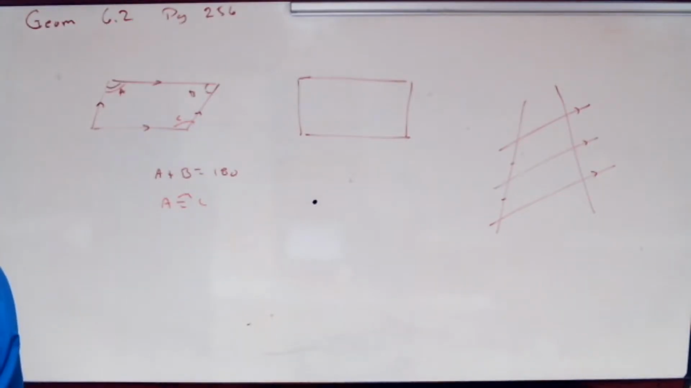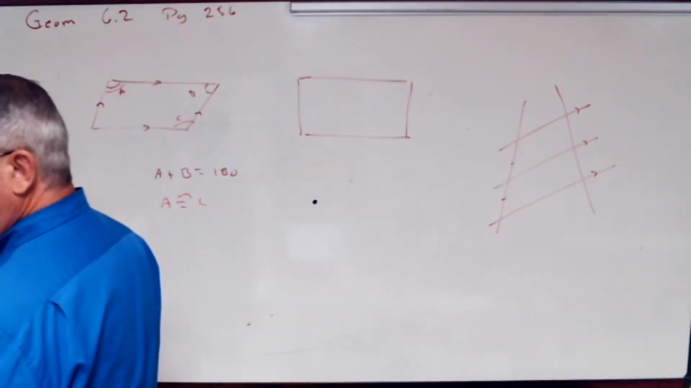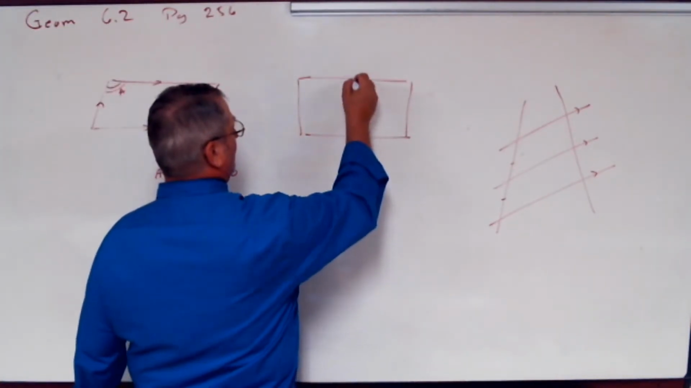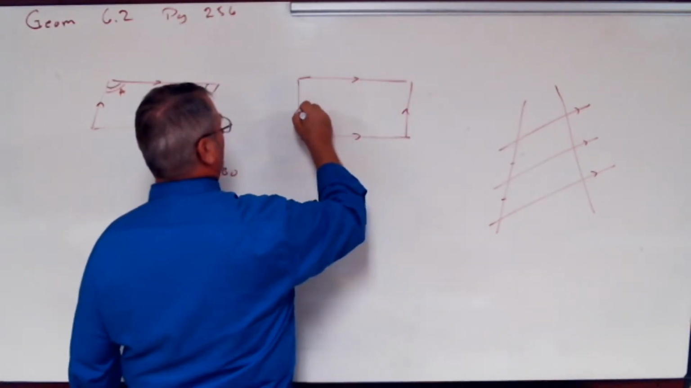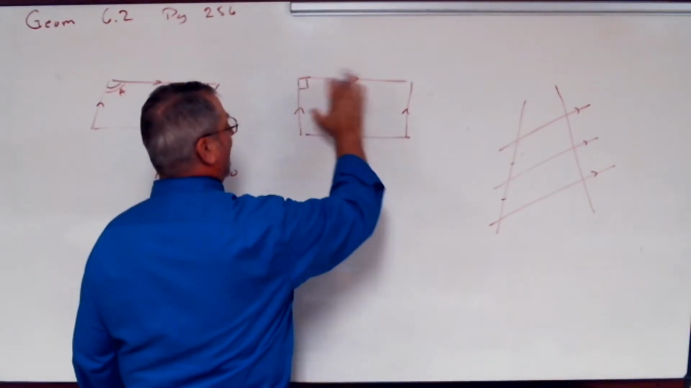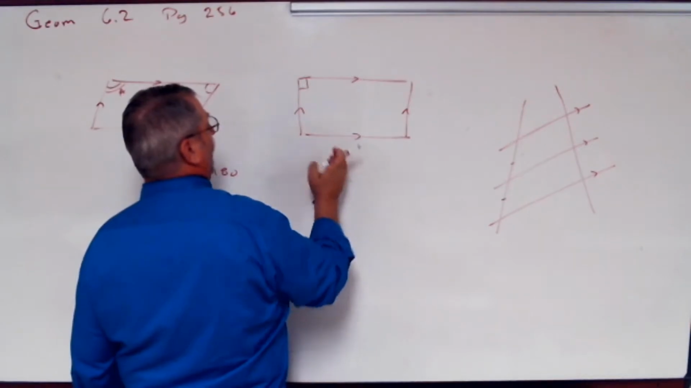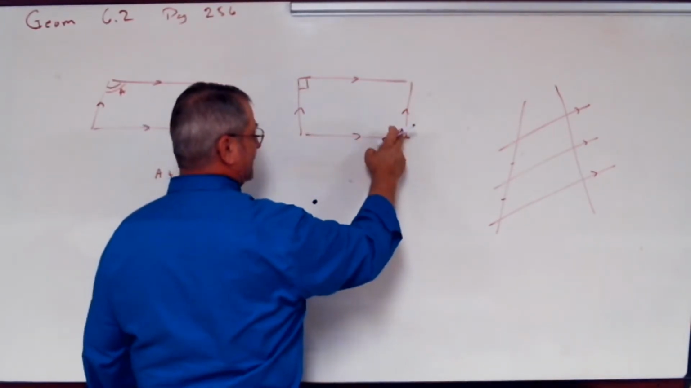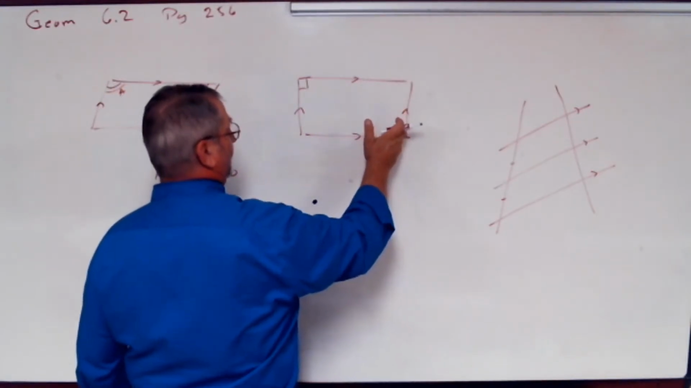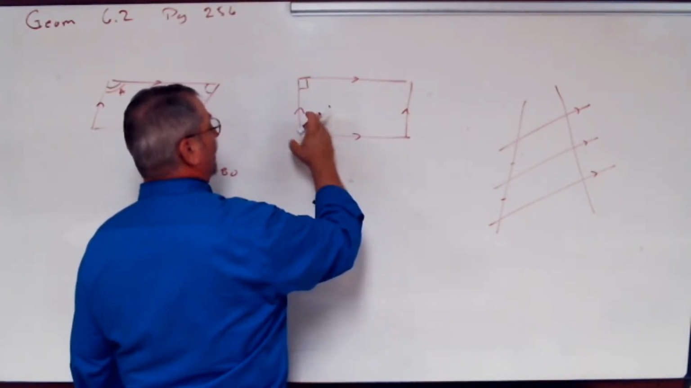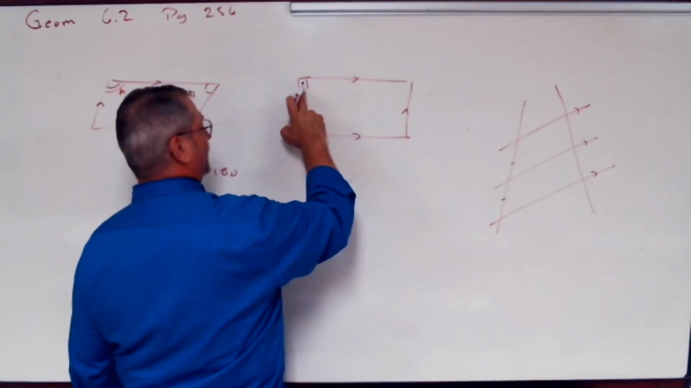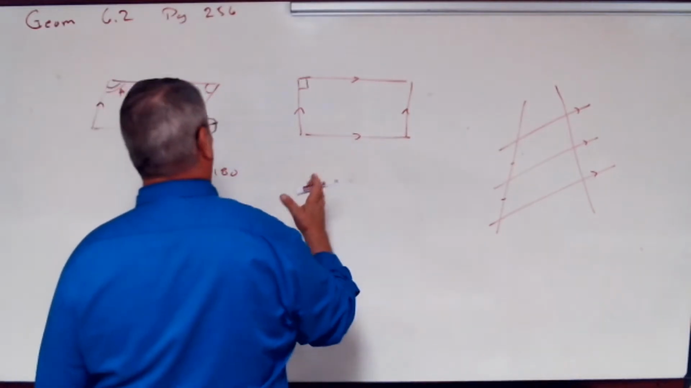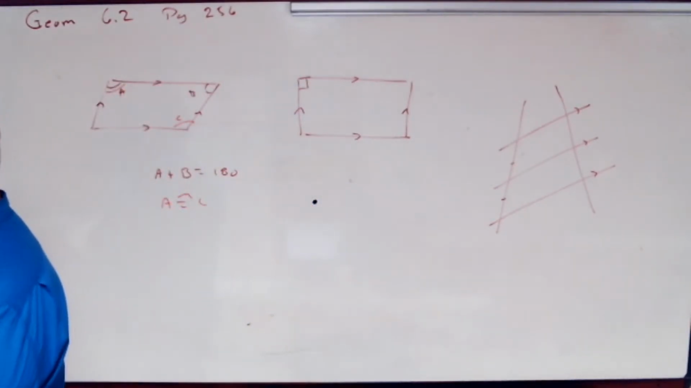Next one says if a parallelogram has one right angle, then it has four right angles. If this is a parallelogram, and if this is a right angle, everything's a right angle. Why? Because if this is 90, that has to be 90 because it's 180. If this is 90, that's 90, all the way around. So in a parallelogram, if there's one right angle, they're all right angles, and it is a rectangle. A rectangle is a parallelogram. It just has 90-degree angles.